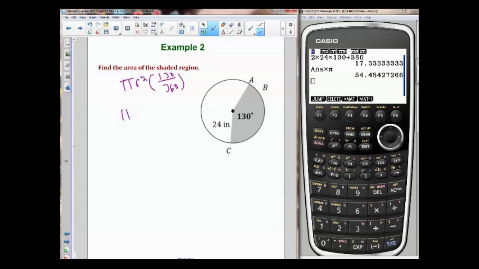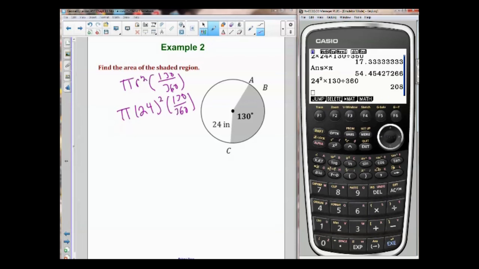So I'm going to do pi times 24 squared times part over whole. And throw that into my wonderful calculator that makes our brains mush. 24 squared times 130 divided by 360. Boom, knock it out. 208, and 208's not my answer. No, no, no. Don't forget the pi.